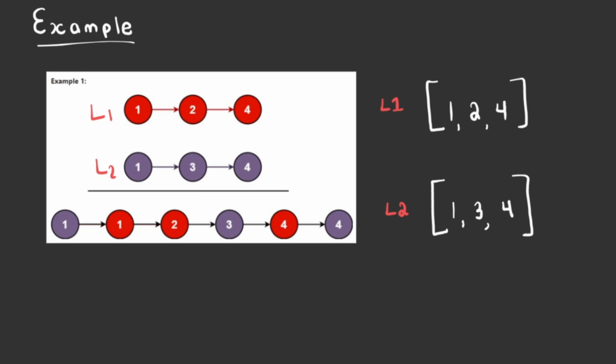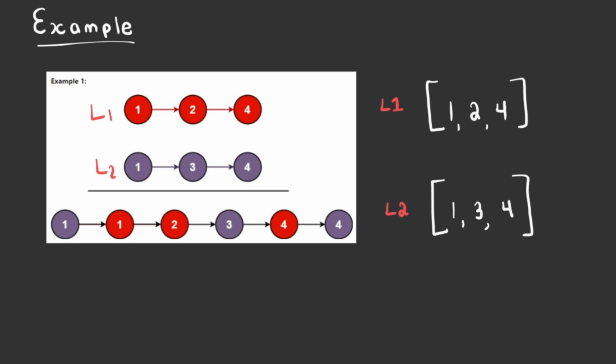So you can see the first node is taken from list 2, and the second node is taken from list 1. The third node is also taken from list 1. The fourth node is taken from list 2. The fifth node is taken from list 1. And the last node is taken from list 2.